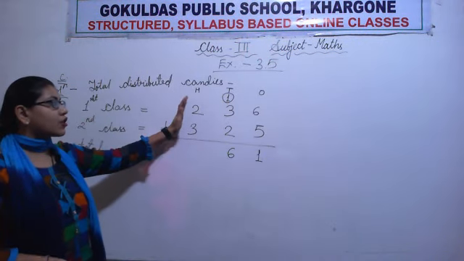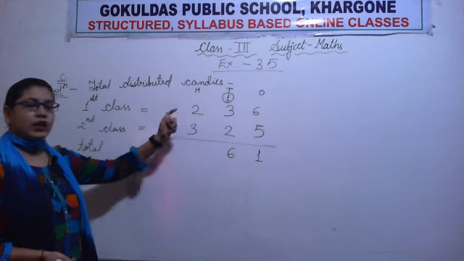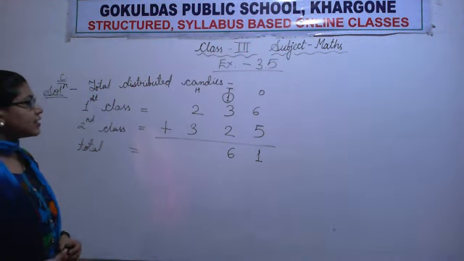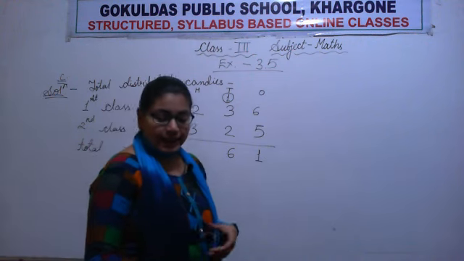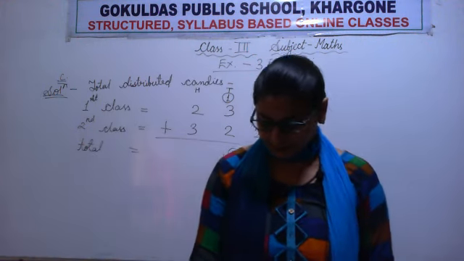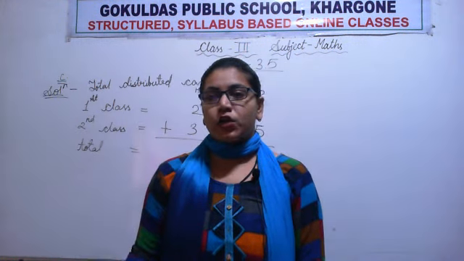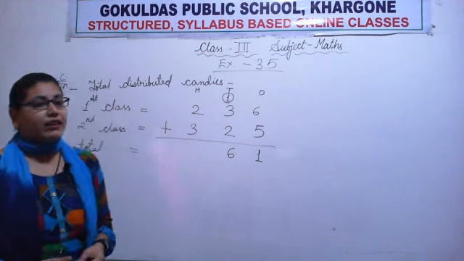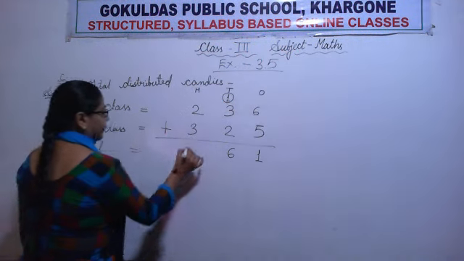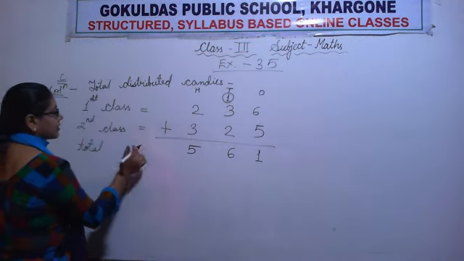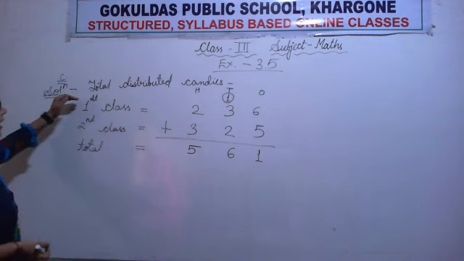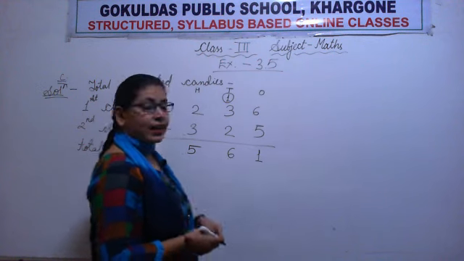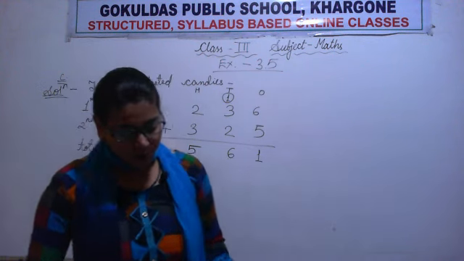Now moving toward the last column. 2 plus 3. All of you first open 2 fingers and then open 3 fingers. Now count how many fingers in all? Very good, 5 fingers. It means he distributed a total of 561 candies.